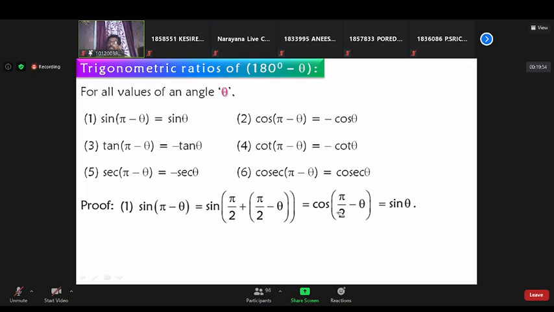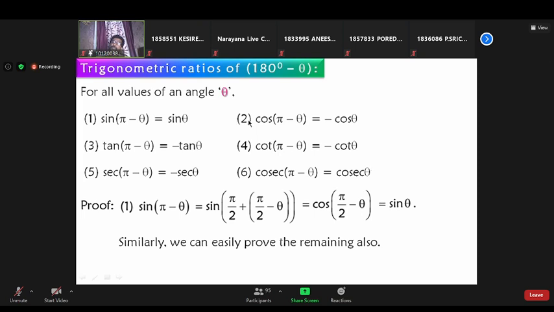Similarly, we can prove the remaining 5 trigonometric ratios also. So everybody should learn all these 6 trigonometric ratios. Sin of pi minus theta, sin theta. Cos of pi minus theta, minus cos theta. Tan of pi minus theta is equal to minus tan theta. Cot of pi minus theta is equal to minus cot theta. Secant of pi minus theta is equal to minus secant theta. Cosecant of pi minus theta is equal to cosecant theta.